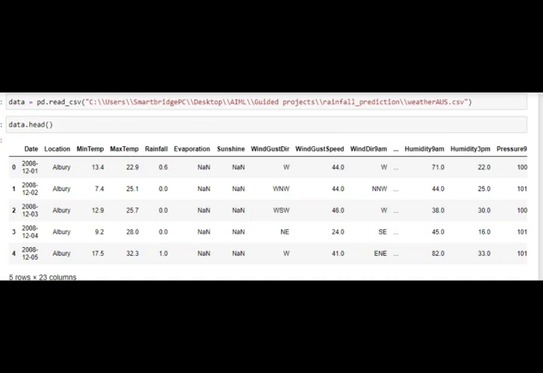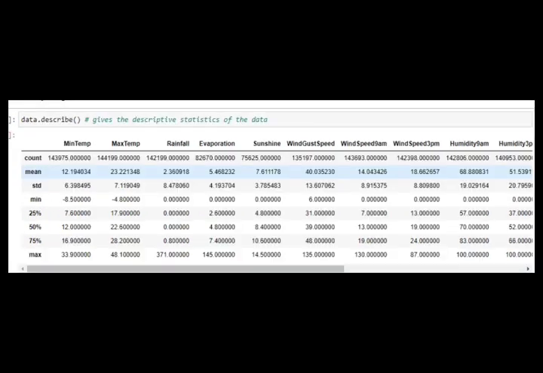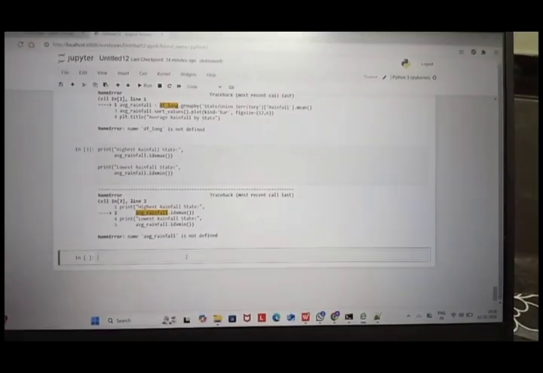This helps us understand the structure of the data, including the columns and sample values before starting further analysis. Here I am using the describe function to get the descriptive statistics of the dataset. It shows the count, mean, standard deviation, minimum and maximum values, which helps us understand the overall distribution of the data.